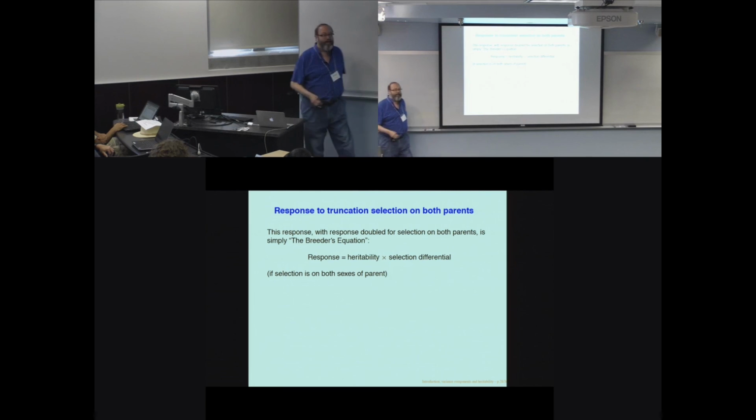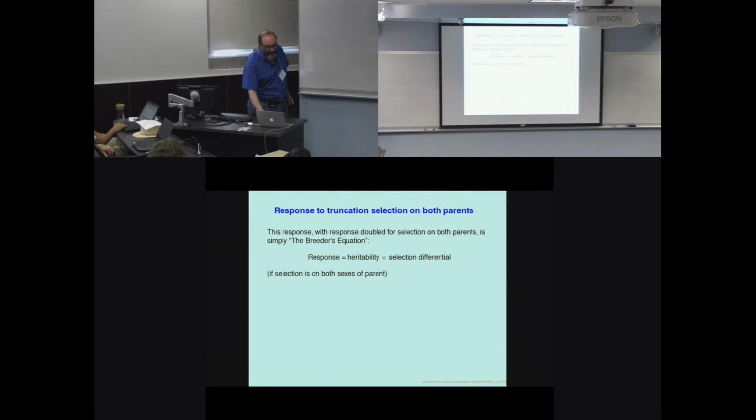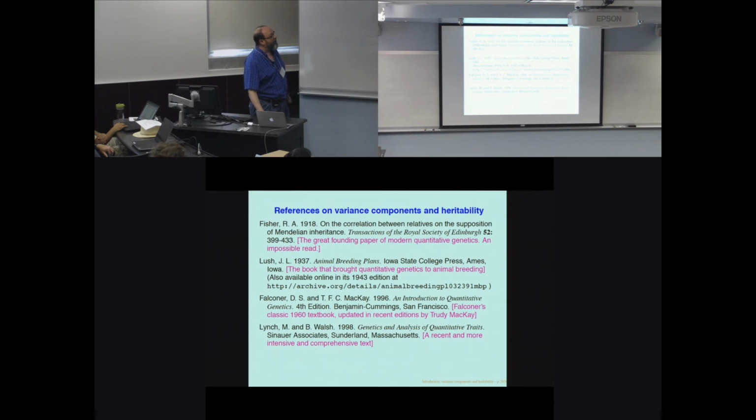So with that, I wanted to finish the tour of simple quantitative genetic theory. You'll be hearing a lot more about it. Here are some of the references. This is Fisher's paper. If you want to get a massive headache, you can go and read it. Jay Lush's book, a version of it is online, one of his later editions. You can read that. Here are two books on quantitative genetics, two major textbooks, both very good.